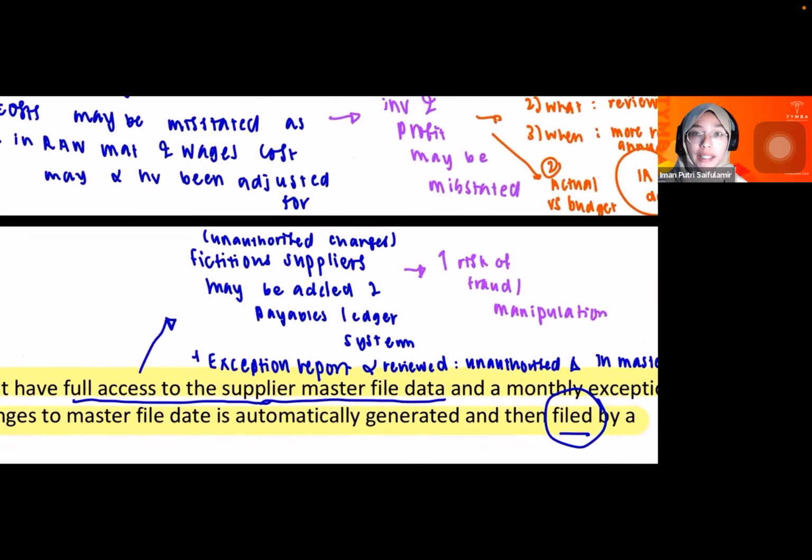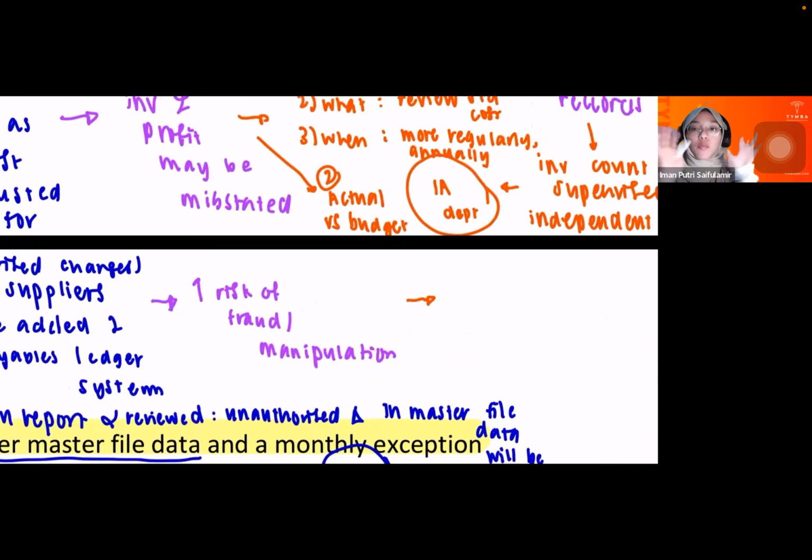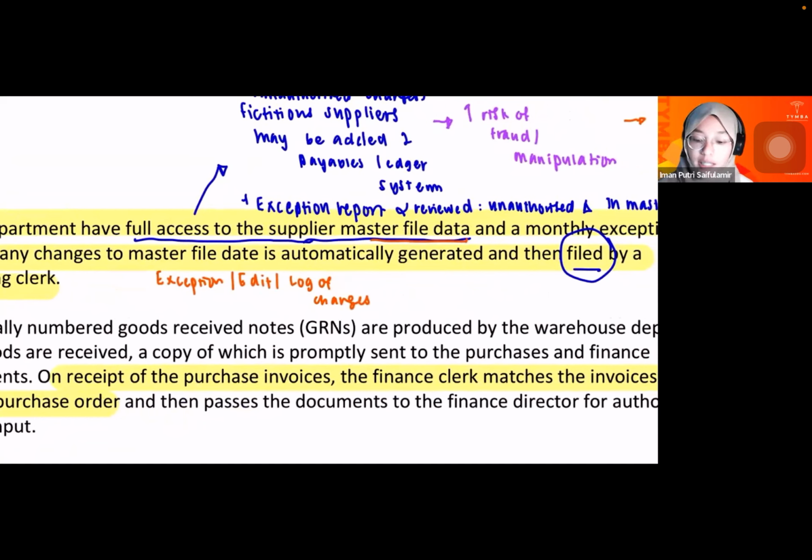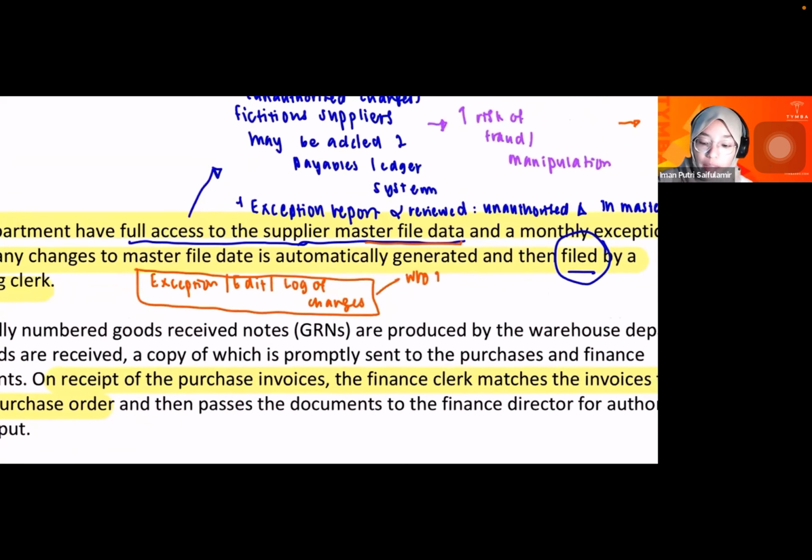Okay, so right now the recommended control, I want to explain what is an exception report. They have a few words for it. Again, exception report, or another word they have is edit report or log of changes. So what is this report? Basically, whenever there is a change to data within the system, for example master file data, the system will automatically generate this exception or edit report that will detail who is the employee that made the change.